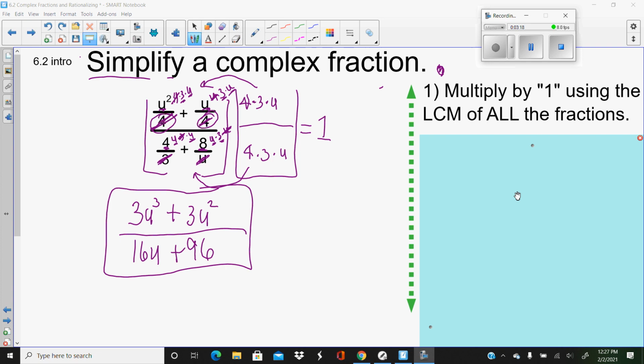Because the point here is that we have only one numerator and one denominator, all right? This is no longer a complex fraction, so this is considered simplified.